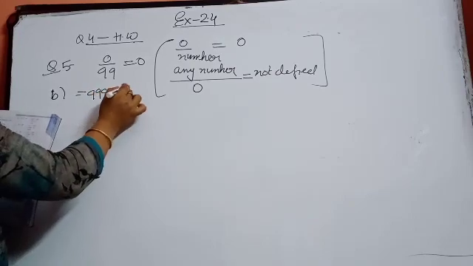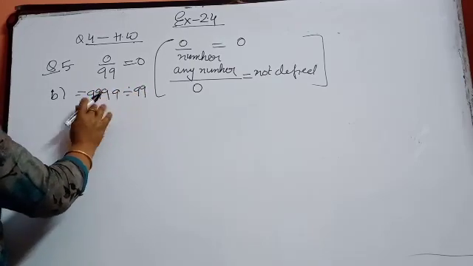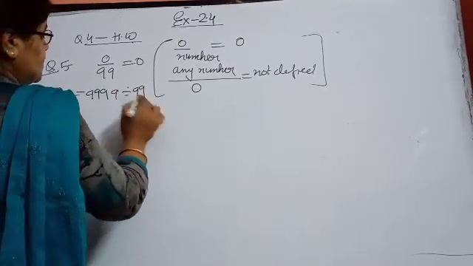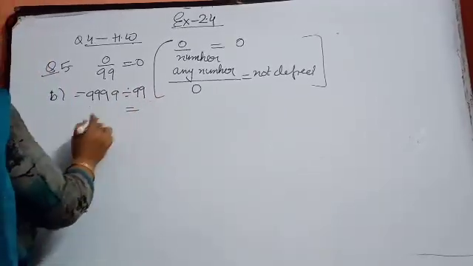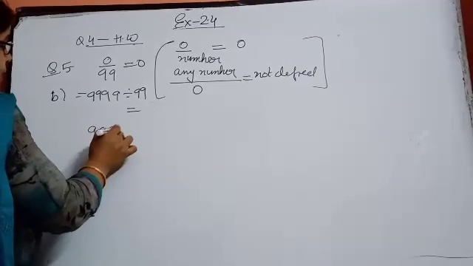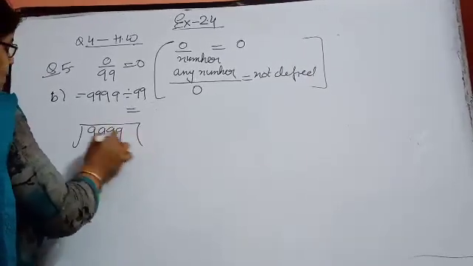That is 9999 divided by 99. Simply, children write its answer as 11. But that is wrong. What you should do is divide 999 by 99. Perform its division.